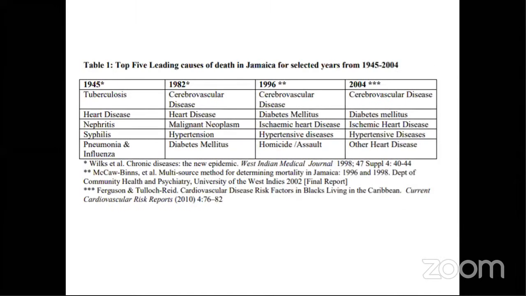Now, the top 5 leading causes of death in Jamaica from 1945 to 2004, this particular chart shows that there is a trend in the increases of diseases that are nutrition related. So in 1945, you had little to no nutrition related diseases. And then fast forward to 2004, you can see that diabetes, hypertensive, and the heart conditions that can be affected by our diet are on the rise.